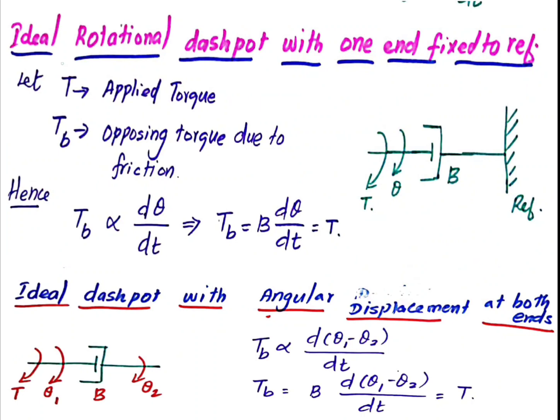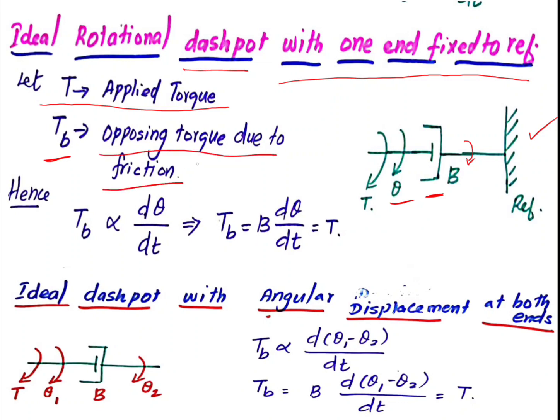Next one is the ideal rotational dashpot with one end fixed to reference. This is the setup. This is the reference, and the dashpot is here, and a torque is applied on one end. Because of the torque, one side will rotate, and because of that the second side will get rotated. The angle is theta, and now we assume that T is the applied torque and Tb is the opposing torque due to friction.